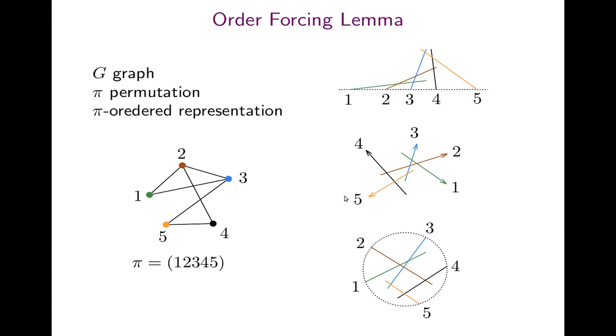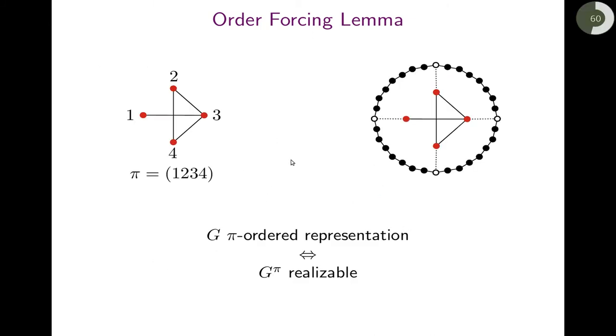And now I first want to say to you the order forcing lemma. So now you know what is an ordered representation. The lemma statement is that if I have a graph G and a permutation pi, then there is a pi-ordered representation of G if and only if this right graph here, which we denote by G pi, is realizable at all. So basically asking whether this graph is realizable at all is equivalent to asking whether this graph has a pi-ordered representation.